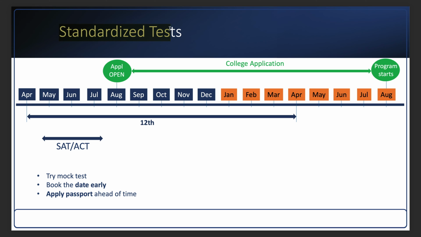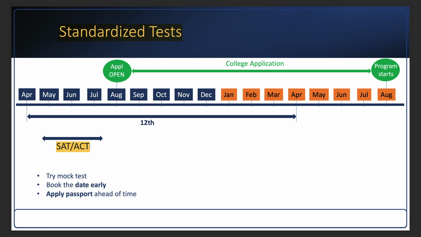Now the next thing you need is standardized tests, your ACT, your SAT. Ideally you should target to write these tests before you start the application. So May, June, July are the best months. I know there are a few dates available in the month of August as well, but try to write these exams before August. I really want you guys to focus on the other aspects of the application once you start the applications, and not be distracted by other things that you can easily take off your plate.